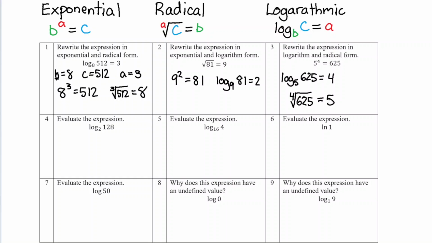We move on to number 4. In number 4, we just have to know how to evaluate these things. And again, we already mentioned that the answer to a logarithm is an exponent. So we have 2 to some exponent equal to 128. I just have to figure out what that exponent actually is. I could just start multiplying 2s if I wanted. In fact, let me go ahead and bring up a calculator.